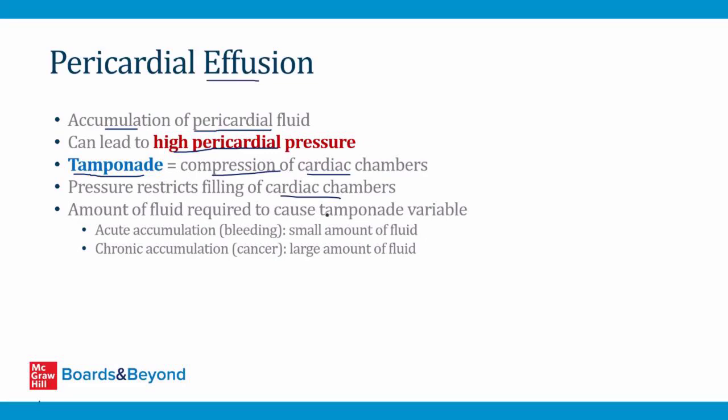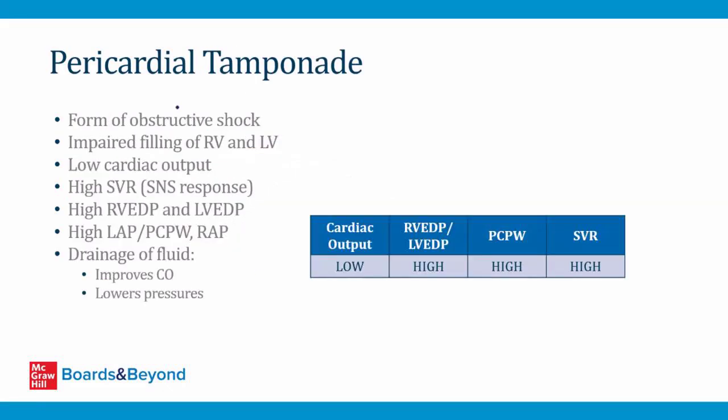Just so you know, it turns out the amount of fluid required to cause tamponade is variable. So if someone has an acute development of a pericardial effusion from bleeding, for example, after a motor vehicle accident, just a small amount of fluid can lead to very high pressure in the pericardial sac, causing there to be tamponade. On the other hand, patients who have cancer metastases to the pericardium slowly and chronically accumulate fluid. And these patients can accumulate a large amount of fluid before they get tamponade. And that's because their pericardium slowly stretches and accommodates the fluid so that you don't develop tamponade until there's a very, very large effusion.